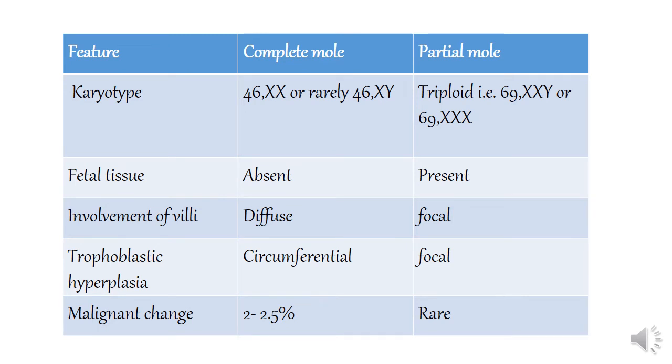Now coming to the overall difference between the complete and the partial mole. The karyotype in the complete mole will be 46XX or 46XY. It's a diploid in nature, whereas partial mole it is triploid. It's 69XXY or 69XXX, and fetal tissue will be absent in complete mole, whereas in partial mole it will be present. Involvement of the villi will be diffuse in complete mole, and it is focal in partial mole. And trophoblastic hyperplasia will be circumferential in complete mole, and it is focal in partial mole.